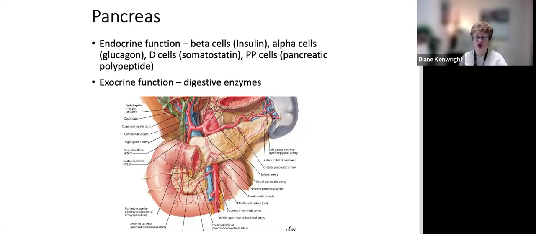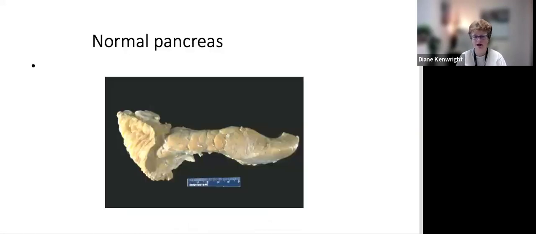The endocrine function occurs in the islets, most famously known for producing insulin, but also other things like glucagon, somatostatin, and pancreatic polypeptide. And then there's the exocrine function, which is the one we're going to address mostly in this surgical pathology talk. And it produces digestive enzymes. So this is what the normal pancreas looks like. I've never eaten one. I can't bear to eat organs after being a pathologist, but you might have had these sweetmeats at the fancy restaurants.